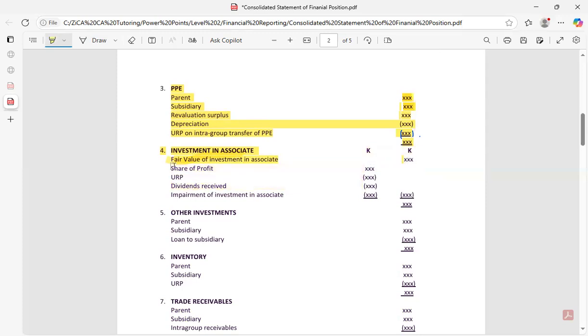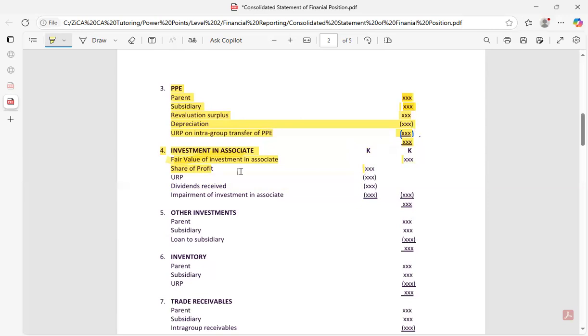And then you say the share of profit. So what we know about the share of profit, the same idea holds here, right? If you've got a profit of 1,000, you multiply by the shareholding, which is maybe 20%, then you're going to have the share of profit. If that particular associate was bought within the year, you multiply that by 6/12, if it was bought on 1st June, right?